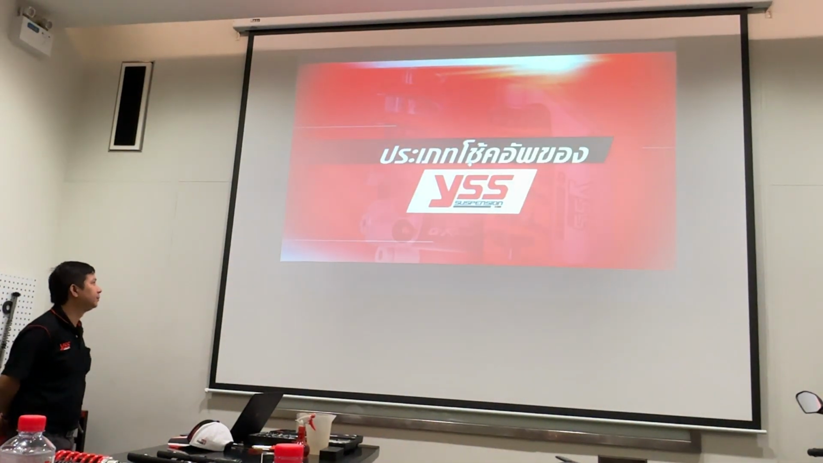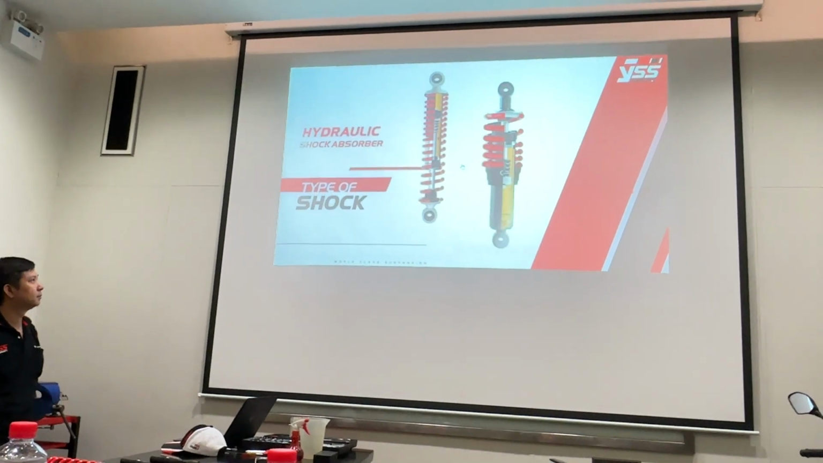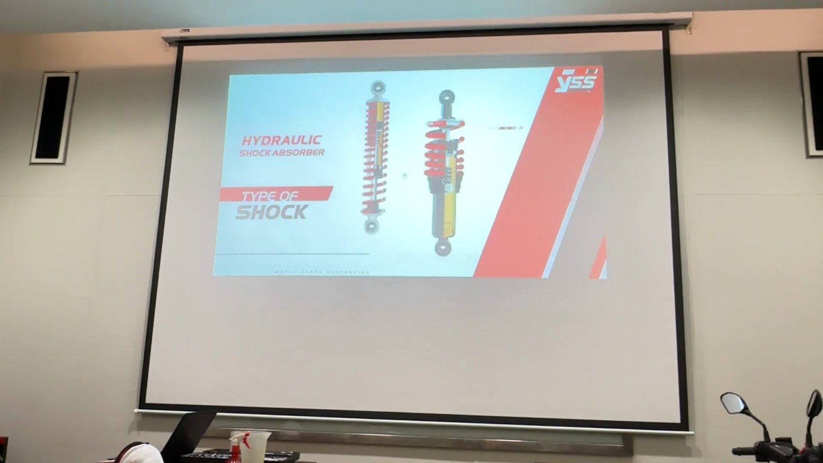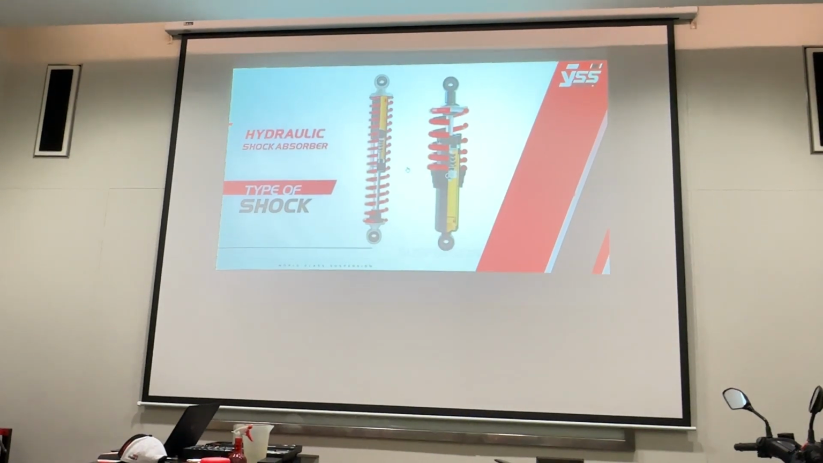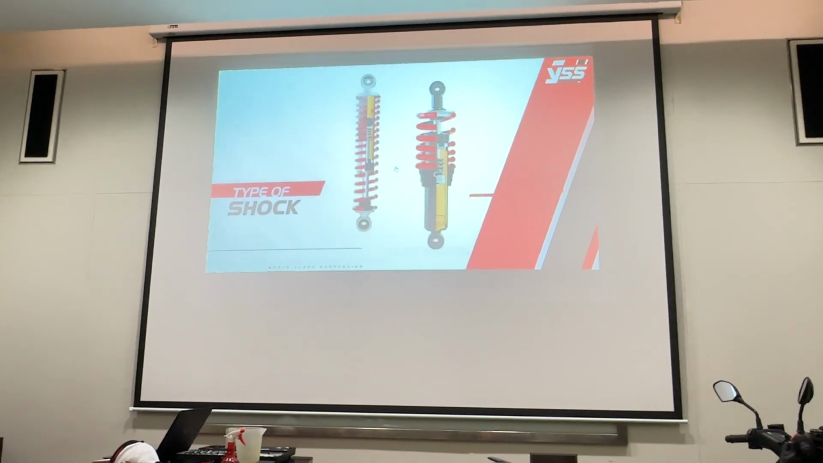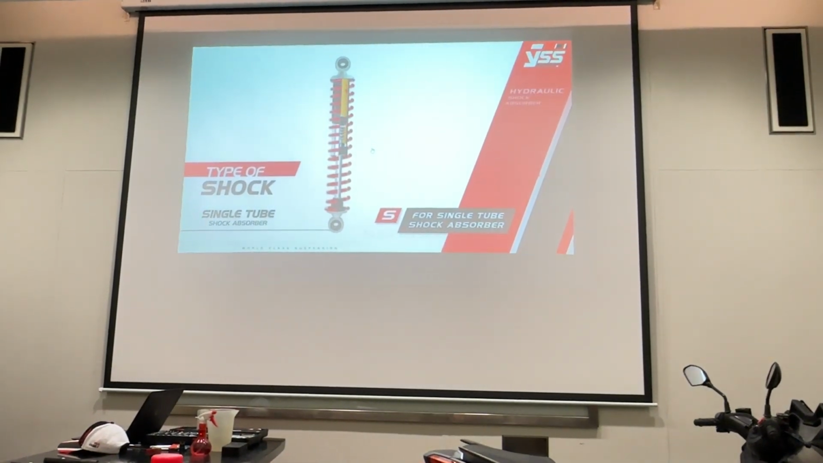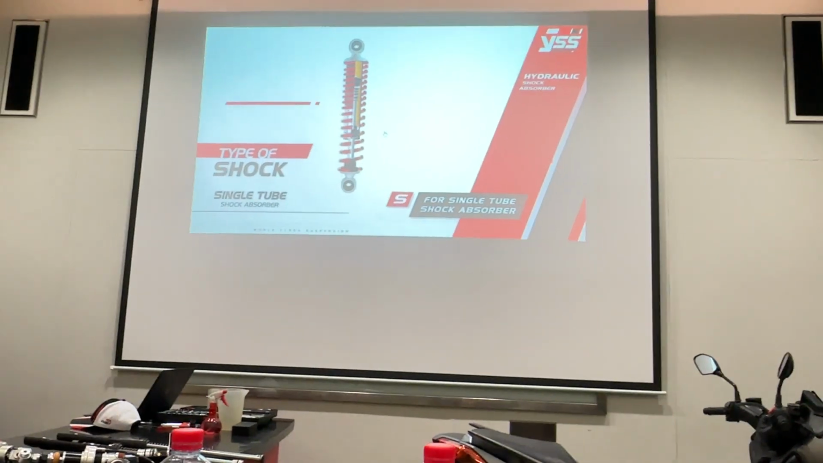Type of shock absorber. Hydraulic or oil shock. This is a standard shock absorber used in most motorbikes. Its advantages are strong, durable, and low price. It can be separated into two types. Consists of single tube or S, the most standard shock absorber.